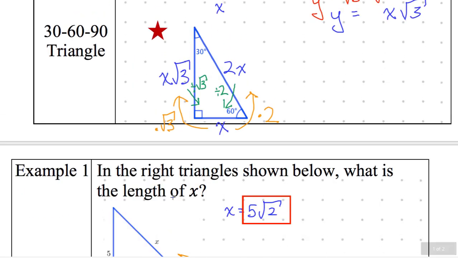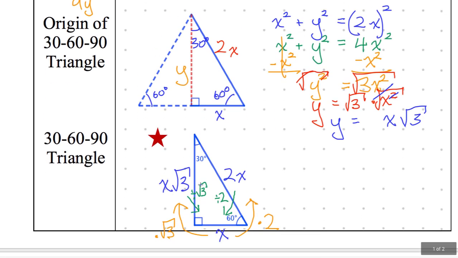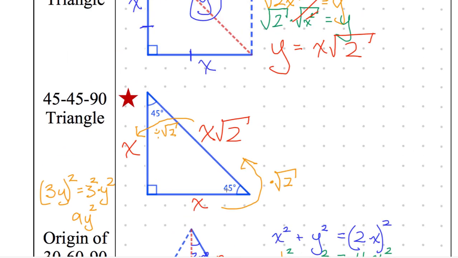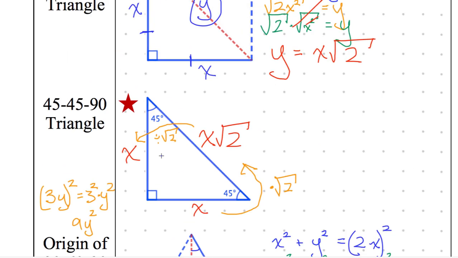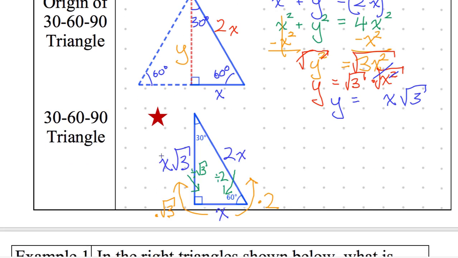For your summary, I'll tell you what to do. Rewrite this thing. Try to do it from memory as much as possible. Rewrite the 30, 60, 90. Rewrite the 45, 45, 90. Do it from your memory as much as possible. Refer to your notes as little as possible. Try to do that for your summary.